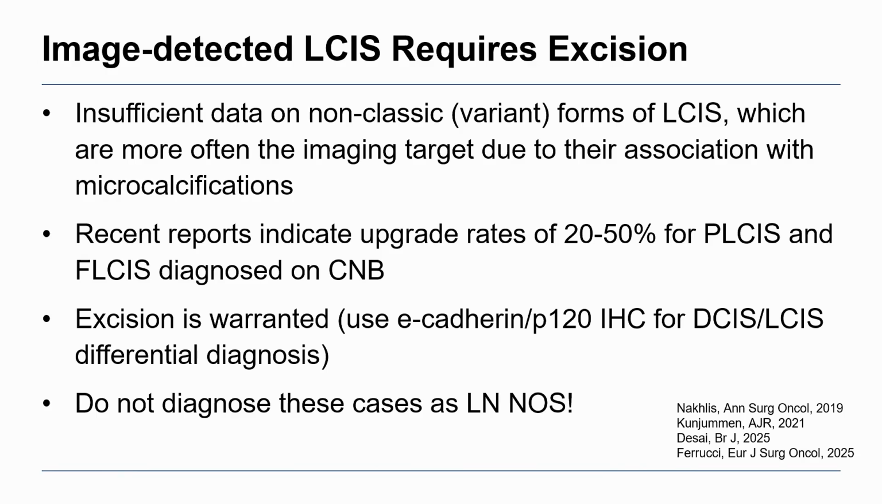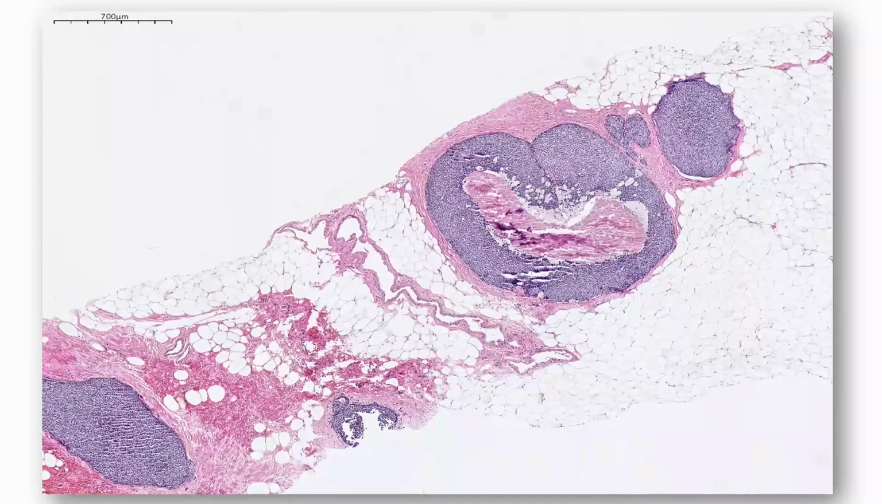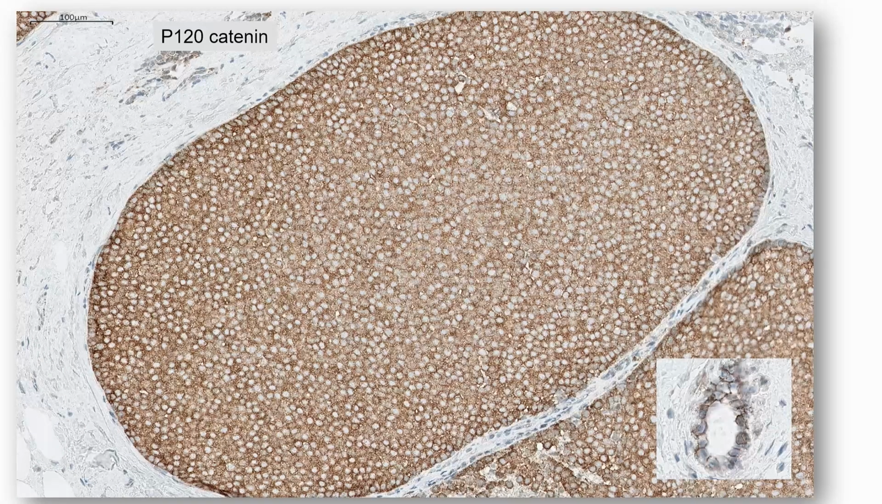And excision is warranted, and I would suggest use of E-cadherin and P120 in this situation to help separate DCIS from LCIS as a differential diagnostic consideration. And certainly you don't want to be diagnosing these cases as just LCIS without a qualifier if there are some variant non-classic features. So here's just one case in point where we can see these very expanded spaces filled with an epithelial proliferation and necrosis. And at low power, this could very easily look like DCIS. But in fact, the E-cadherin was negative, and here's one P120 stain showing cytoplasmic expression of P120 with a membranous internal control over here.